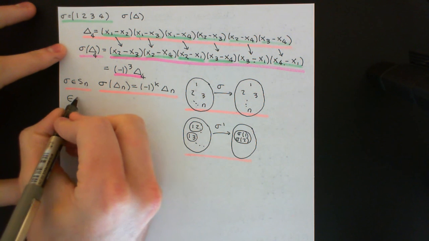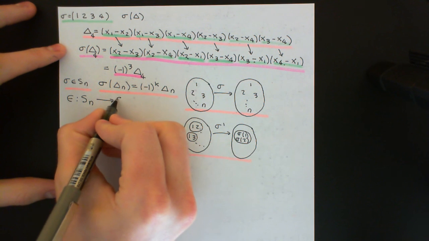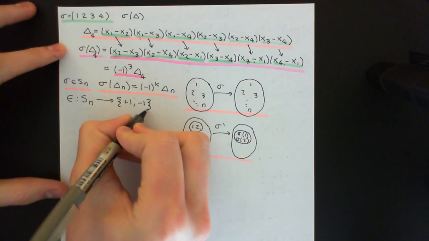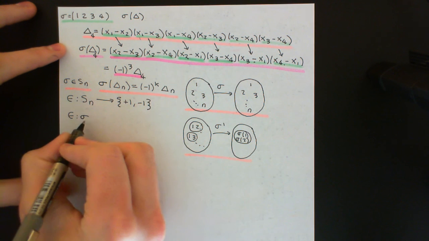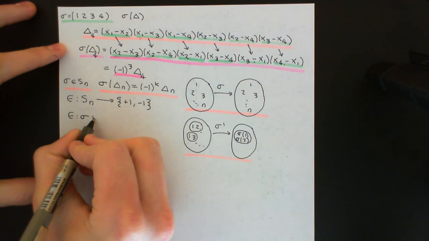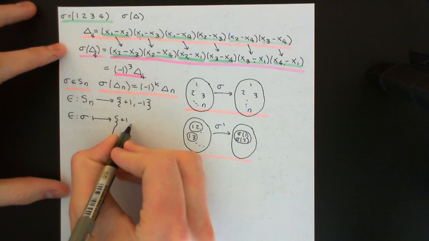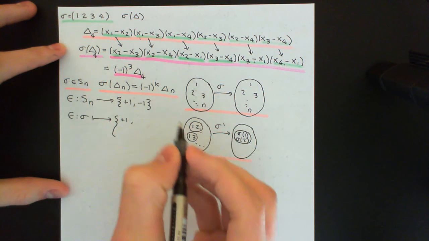a permutation. So the sign, remember, is going to be a mapping from the symmetric group on the set of n elements to the set containing +1 and -1. And the way it's going to work is this sign function is going to take any permutation in the symmetric group on the set of n elements, and it will map it onto +1 if the power out the front here is even.